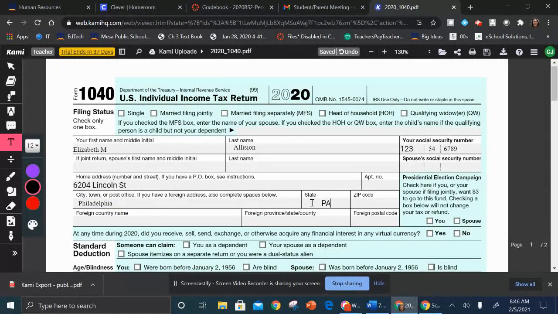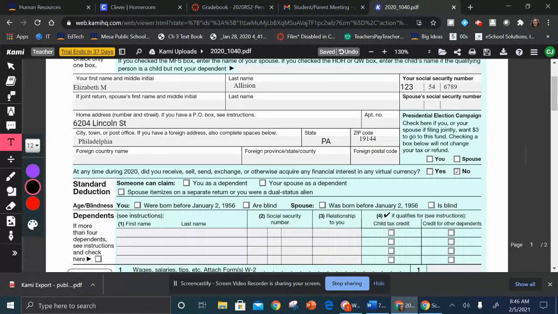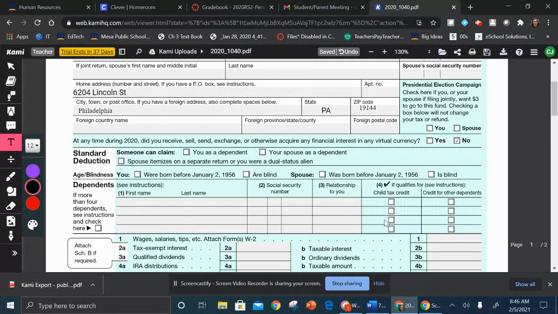Looking at this form we had from before, they have you do all of it all together. Yep, this one's all separate. Okay. So if you want to go do for any time did you use any virtual currency, like Bitcoins or anything like that? Say no. Can someone claim you as a dependent? Okay, so you click on these. So everybody, if your parents are still claiming you as a dependent, you'd still click on these when you're doing this. This would be for any dependents that you have.